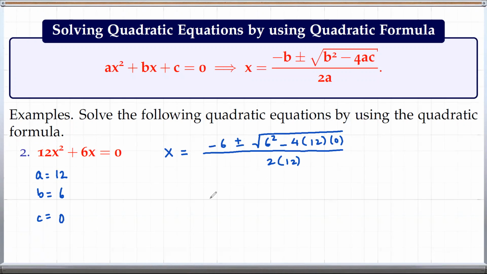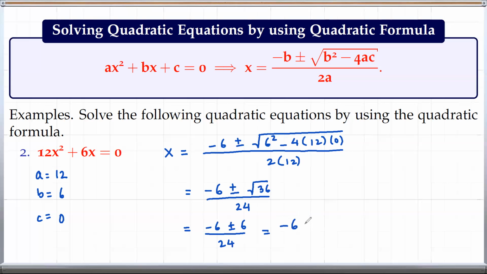Okay, so we have the formula set up. Now we just need to simplify this as far as we can. So negative 6 as it is, plus or minus the square root of 6 squared minus 4 times 12 times 0. So that part becomes 0. We are left with just 6 squared, which is 36. Divide by 24; 2 times 12 is 24 in the denominator. Negative 6 plus or minus 6 is what we get on the top, divided by 24.